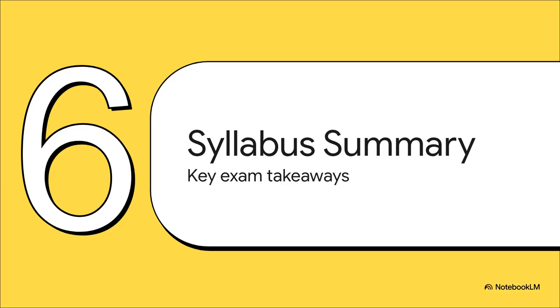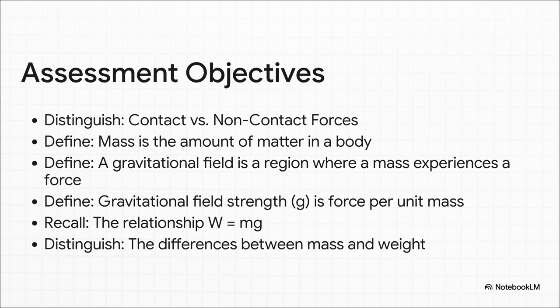And finally, let's pull everything we've talked about together into a quick syllabus summary. This is exactly what you need to remember when that exam comes around. So here is your checklist for this topic. You have to be able to distinguish between contact and non-contact forces. Be ready to define mass, define a gravitational field, and define gravitational field strength. And of course, you've got to know that formula, W equals mg, and be able to clearly explain every single one of the differences between mass and weight. If you can do all that, you have totally mastered this topic.